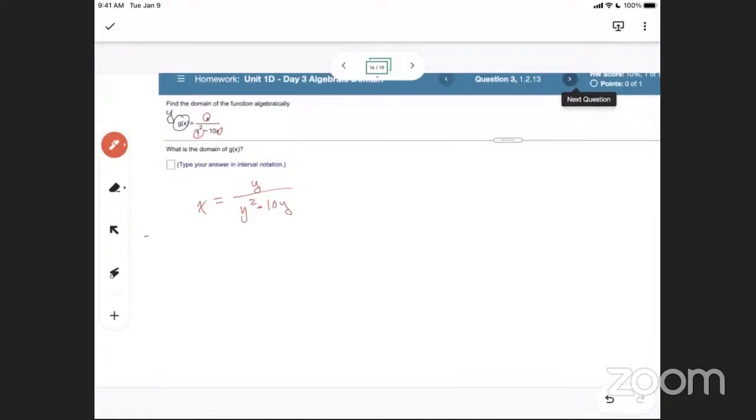So this one's a little bit harder to solve, actually a lot harder to solve, because I've got a lot of y's here, and I'm trying to solve it just for one y. So to do that, I'm going to first multiply this over to this side. So I'll get x times y squared minus 10y equals y. You follow what I did there?